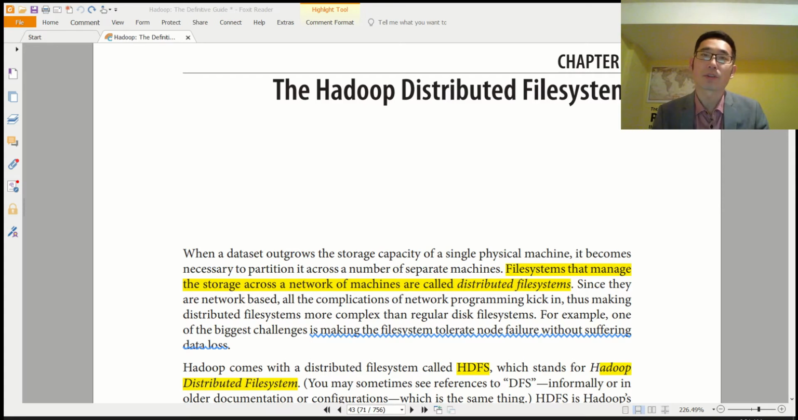HDFS is the second component of Hadoop. We already talked about MapReduce. We already played a game of MapReduce. I hope you have a good understanding of how MapReduce works. Now we're going to talk about Hadoop HDFS. MapReduce was the programming model, and HDFS is the file storage system.